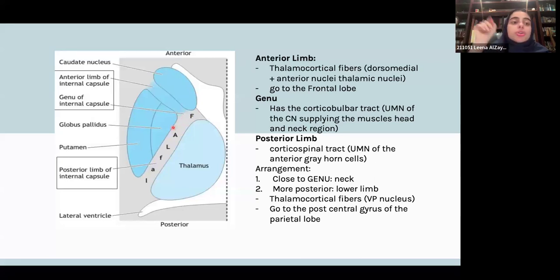So with any damage here, you would lose the fibers. You would have an upper motor neuron lesion of the corticobulbar tract. What would be the presentation? Spastic paralysis of the muscles of the head and neck.